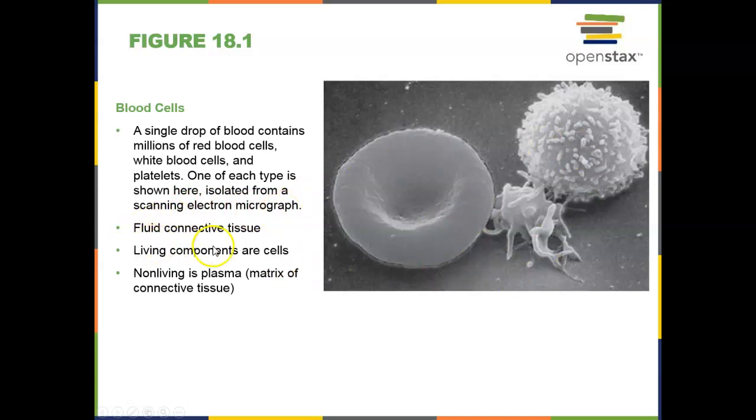Blood is considered a fluid connective tissue. There are two components to blood. We have the living component, which are the cells, and then we have the non-living component, which is the plasma, which is what the blood is found in.